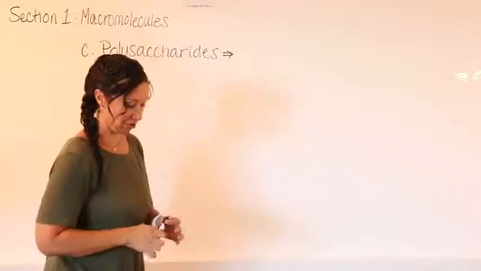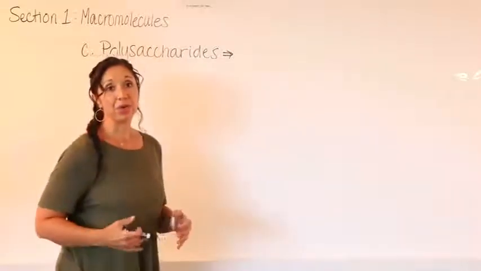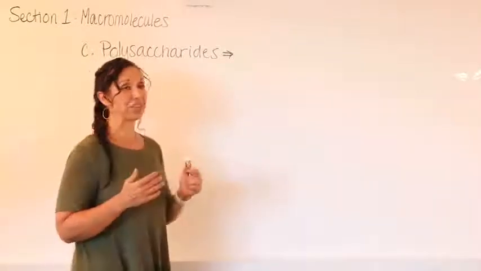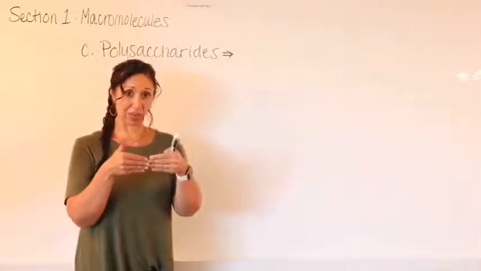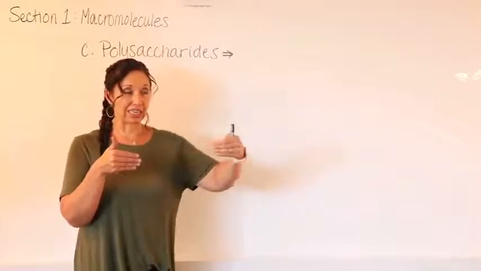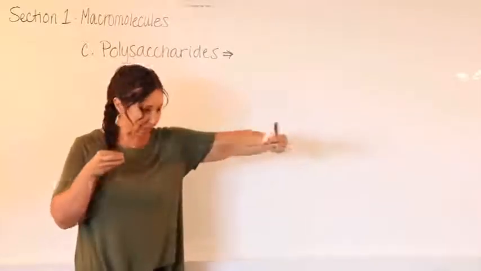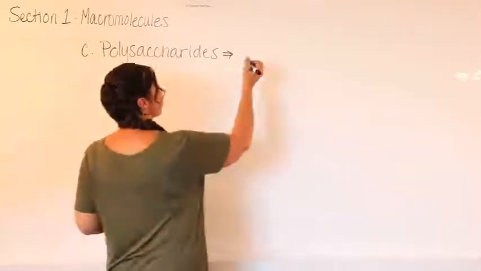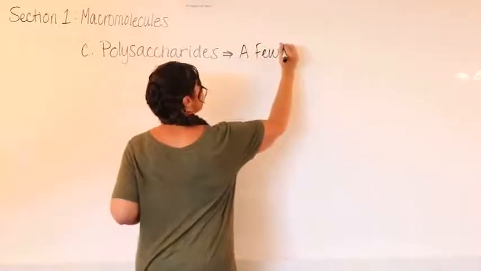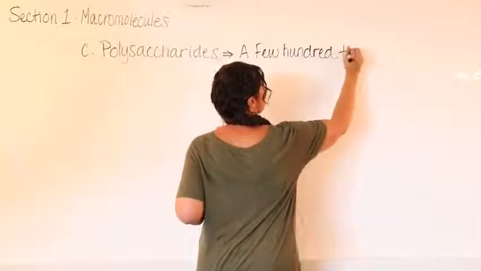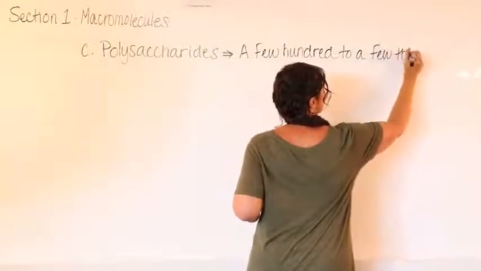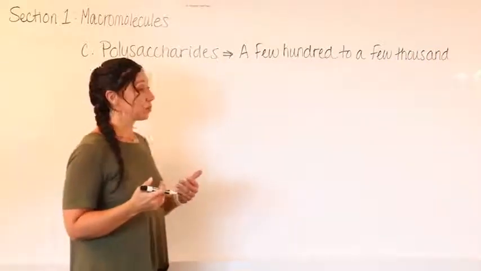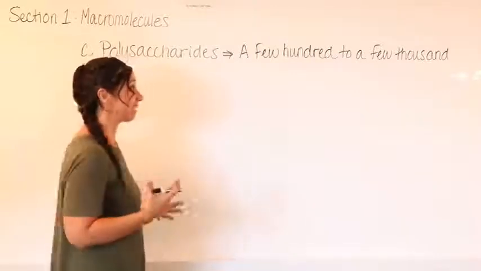Polysaccharides is essentially when you get a few hundred to a few thousand monosaccharides joined together. So you can imagine if we had our disaccharide linked together with a glycosidic linkage, if we did a bajillion dehydration reactions, you could eventually make this huge, long carbohydrate chain, if you will. And that's exactly what a polysaccharide is. So polysaccharides, a few hundred to a few thousand monosaccharides linked together with glycosidic linkages via dehydration reactions.